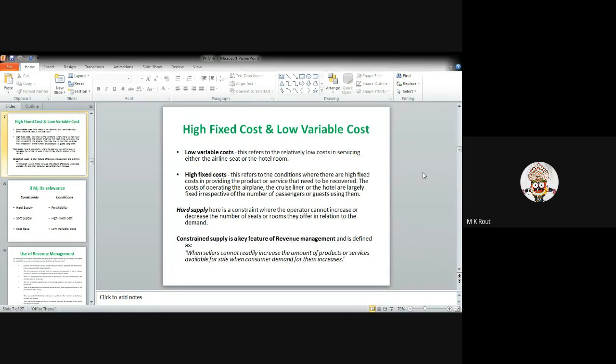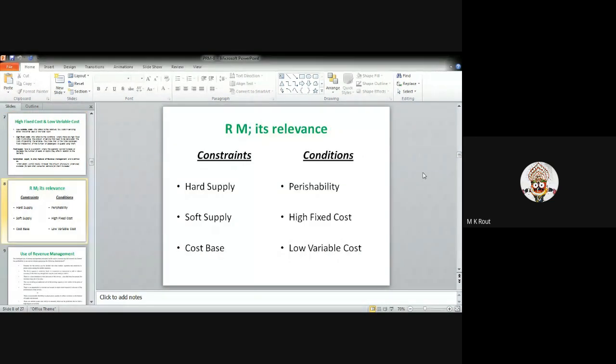Moving to the next one. So these are the relevant constants. In the case of constant, we have hard supply, soft supply, and cost based. If you see the conditions, hard supply is perishability, in the case of soft supply, high fixed cost is there, and in the case of cost based, there must be a lower variable cost. So these are the things considered in implementing growth in revenue management, with reference to business, whether hotel, airlines or cruise liners, especially cabin arrangement.